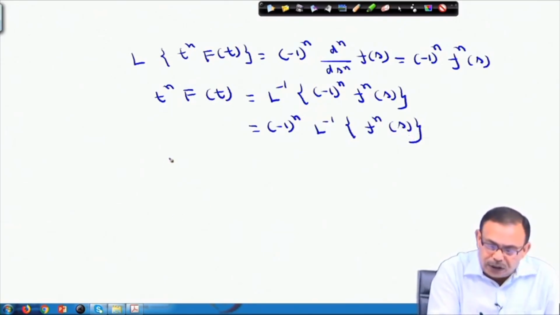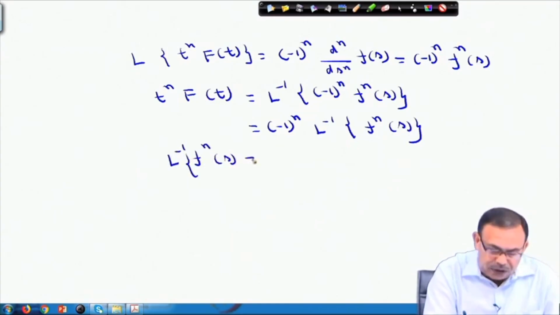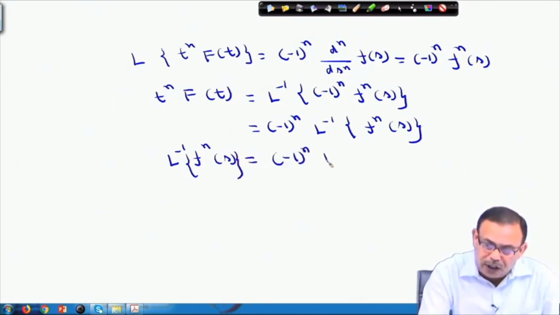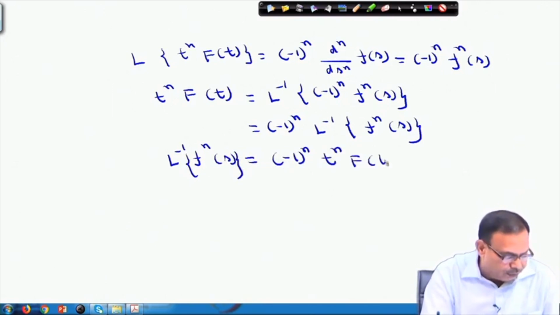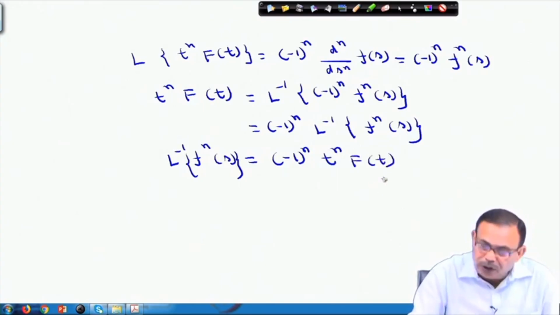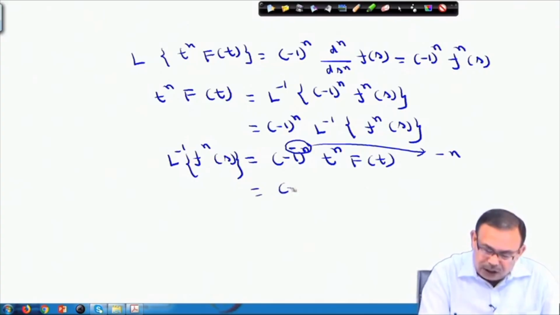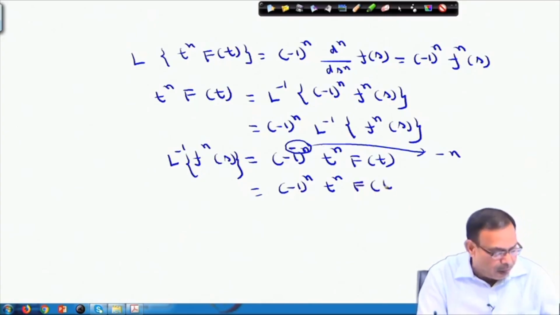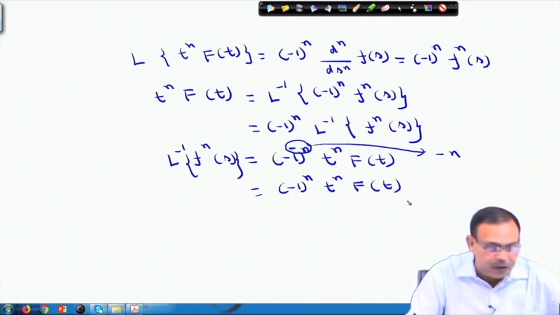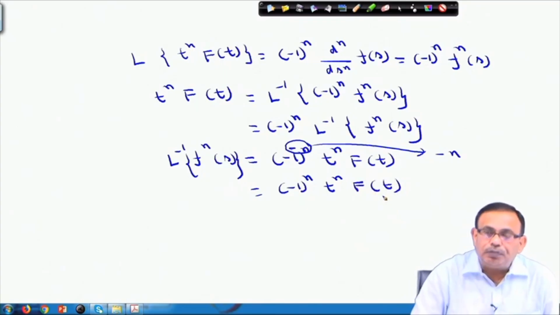Therefore, the Laplace inverse of F^(n)(s) equals minus 1 to the power n t to the power n into f(t). Minus 1 to the power, this will be minus n, of course, but this equals minus 1 to the power n t to the power n into f(t), and this completes the proof of the theorem.